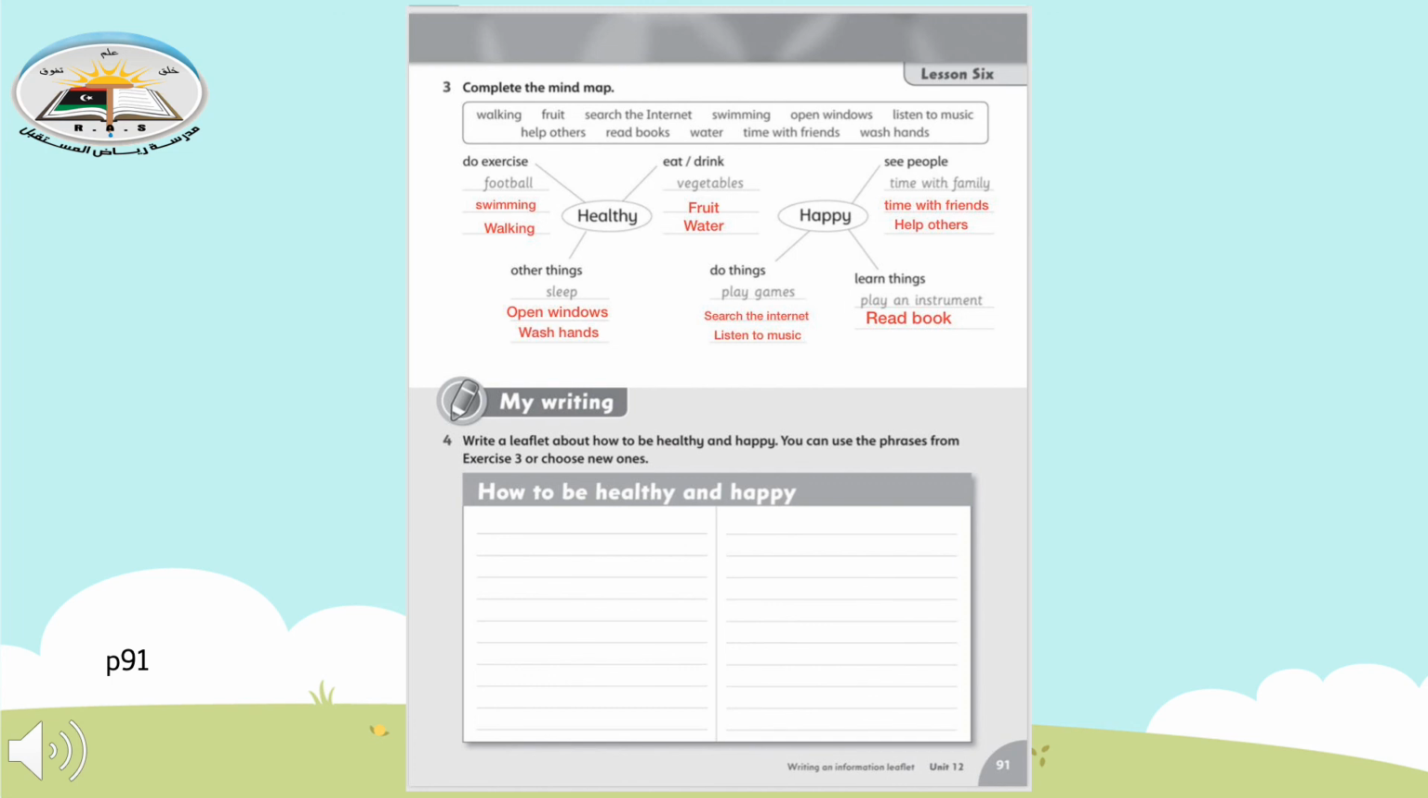Now that's it for page 91. Exercise number 4 on page 91 is for your homework. Write a leaflet about how to be healthy and happy. You can use the phrases from exercise 3 or choose new ones, and write a leaflet in the space you have in your workbook. This is considered your homework. Thank you for listening.